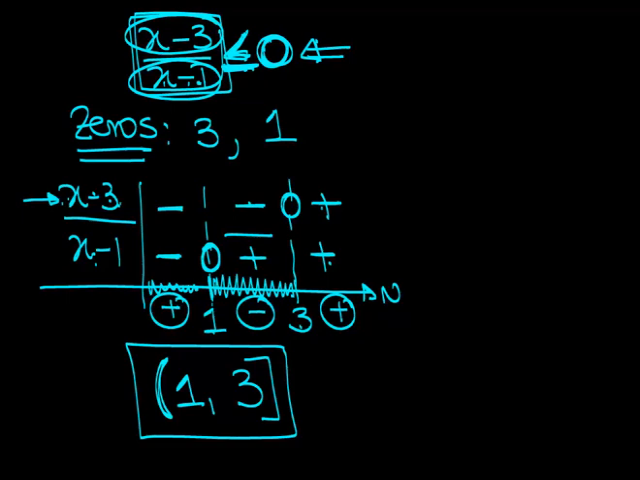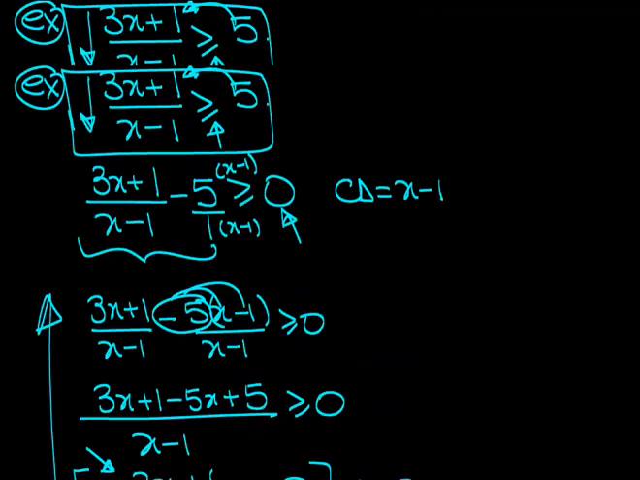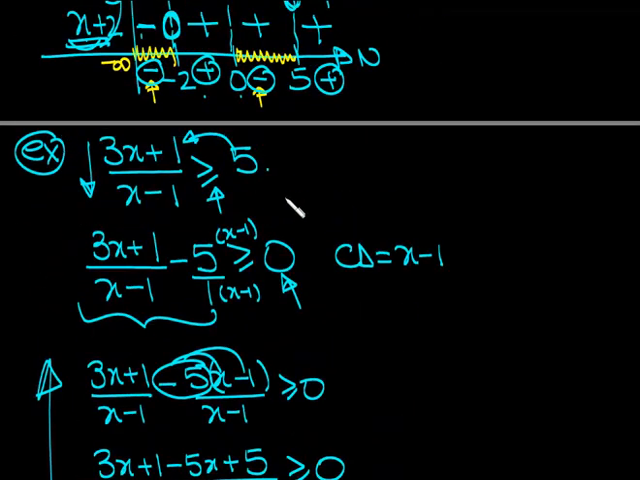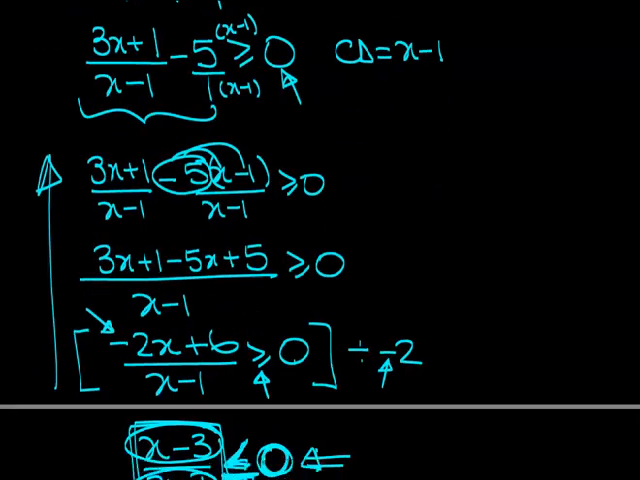Okay, let's test this. Let's pick a number in here to see if it works. Let's pick 2. So what happens if x is 2? On the left we get 3 times 2 is 6, 6 plus 1 is 7, and then 2 minus 1 is 1. Is 7 greater than or equal to 5? Sure it is. So you can see it works perfectly fine. Okay, so that's how you solve a rational inequality.